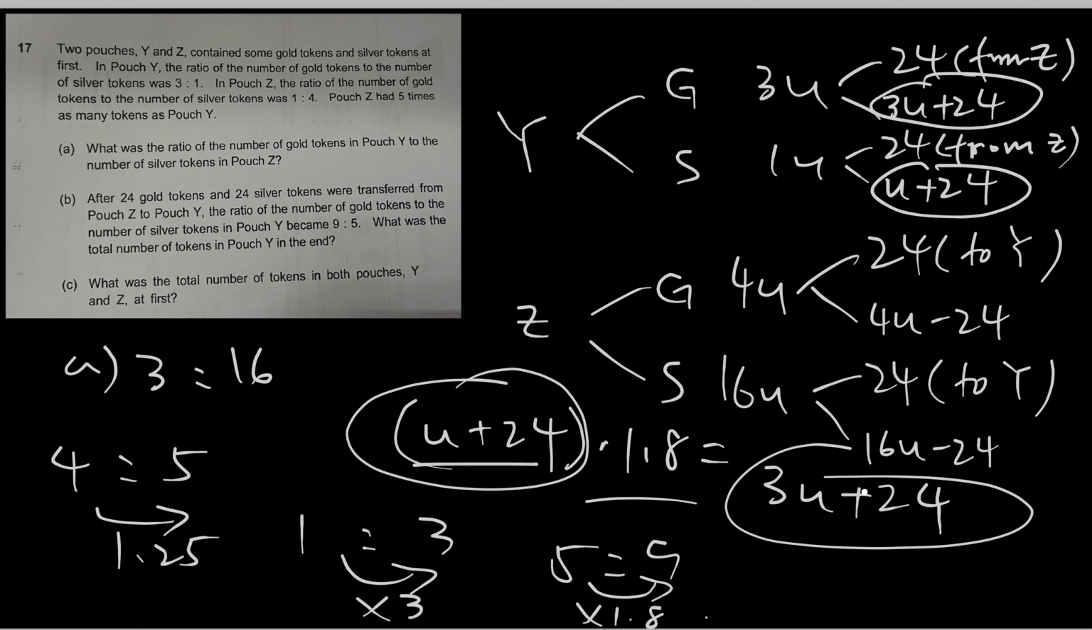So after that, you just solve this equation, and I think it's pretty easy to solve, which I'm not going to solve for you. Okay, we will stop here. So what was the total number of tokens in both pouches Y at first? So once you find U already, you can give the answer already. Does it make sense? Okay, so this is the solution.